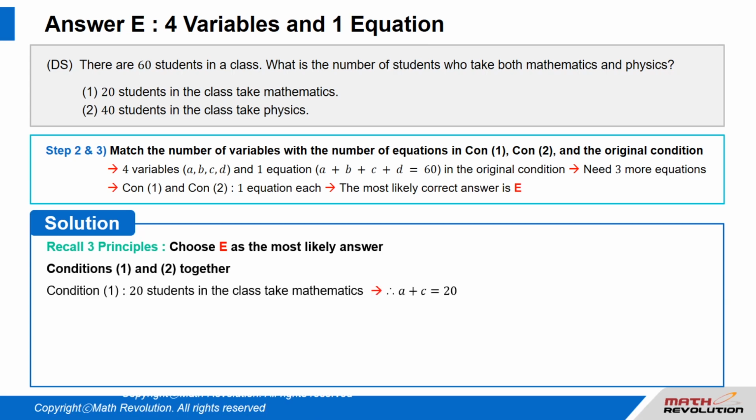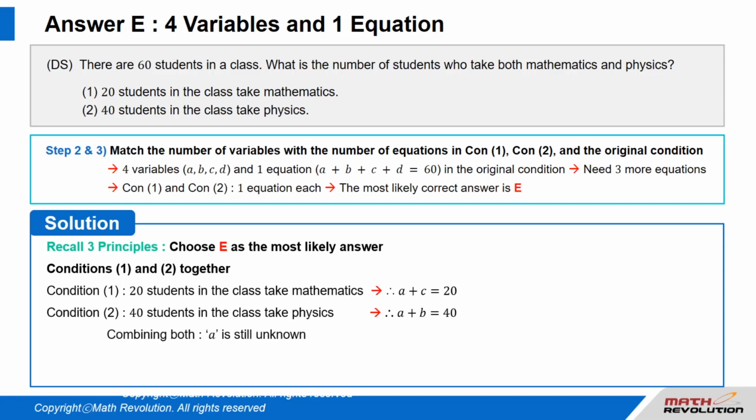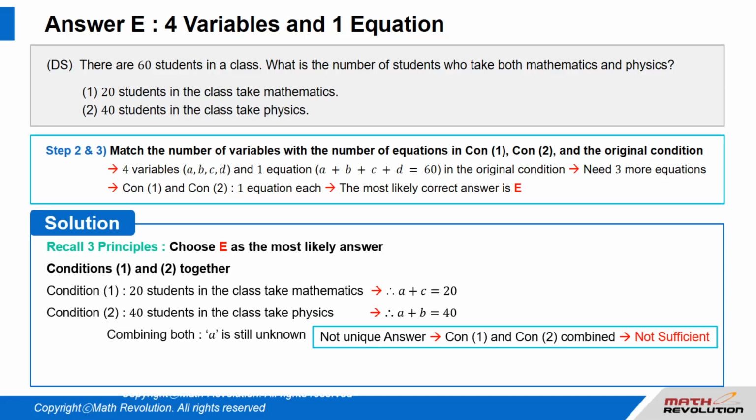Let's take a look at both conditions together. Condition 1 tells us that 20 students in the class take mathematics. That is, A plus C equals 20. And condition 2 tells us that 40 students in the class take physics. That is, A plus B equals 40. So, combined, we cannot find the value of A, as we are short 1 equation. Since the answer is not unique, conditions 1 and 2 combined are not sufficient.